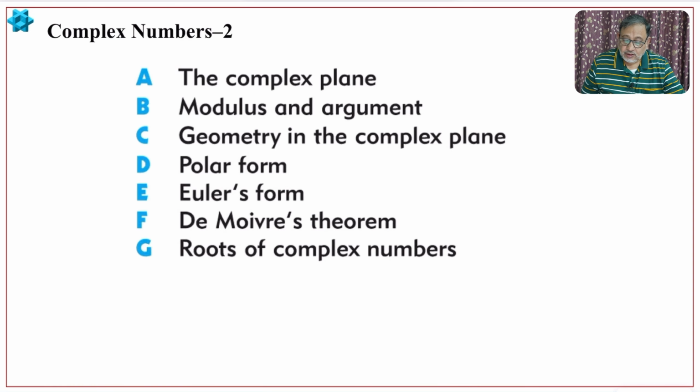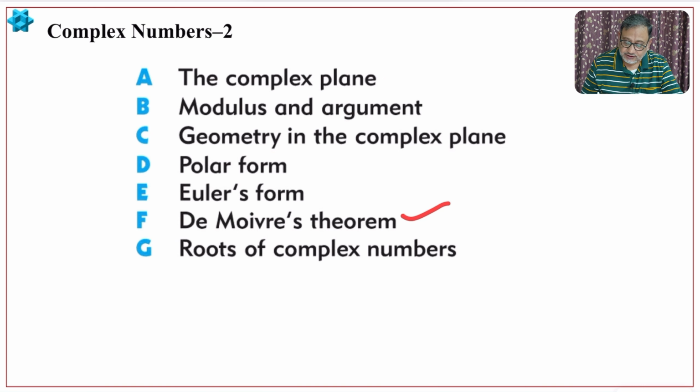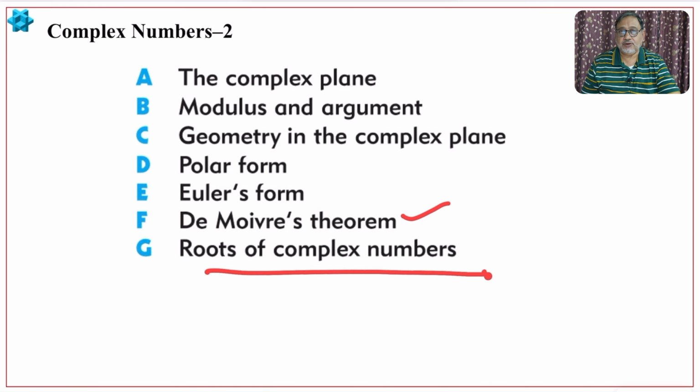Okay. Now, the complex numbers, in the second part, there are two parts in this book. Chapter 4 is also about complex numbers in the green book, book 2, and chapter 14 is also on complex numbers. So, in the second part, the complex plane is there, modulus and argument is there, geometry in the complex plane is there, polar form, Euler's form, De Moivre's theorem, and roots of a complex number.